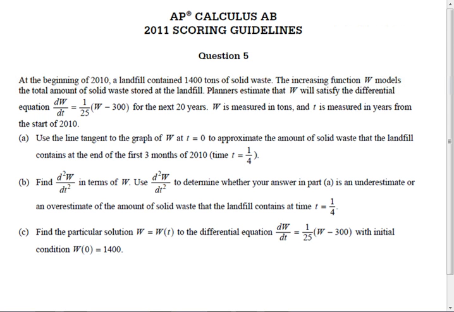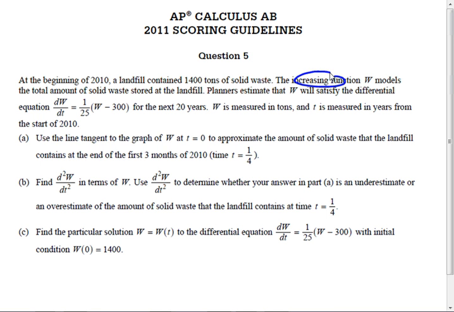To see what you're given. At the beginning of 2010, a landfill contained 1,400 tons of solid waste. The increasing function W models the total amount of solid waste stored at the landfill. So that's kind of important, an increasing function. Planners estimate that W will satisfy the differential equation dW/dt equals 1/25 times (W minus 300) for the next 20 years. W is measured in tons, t is measured in years from the start of 2010.